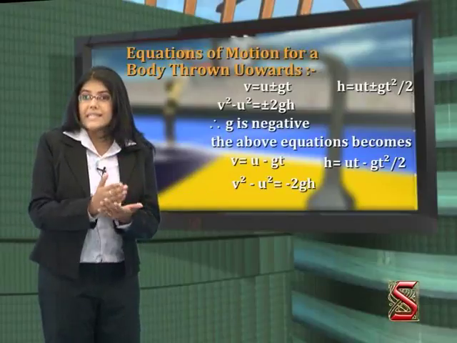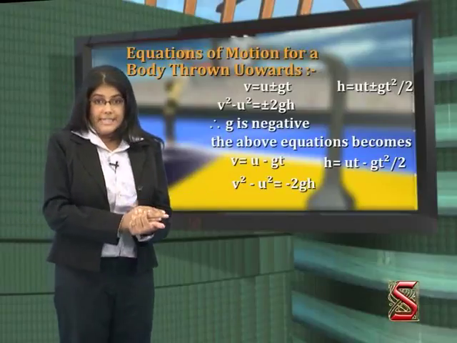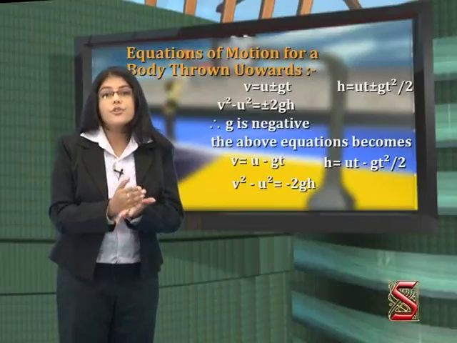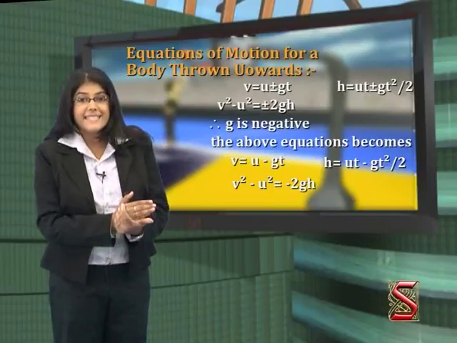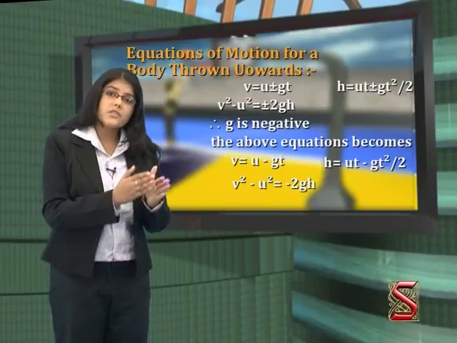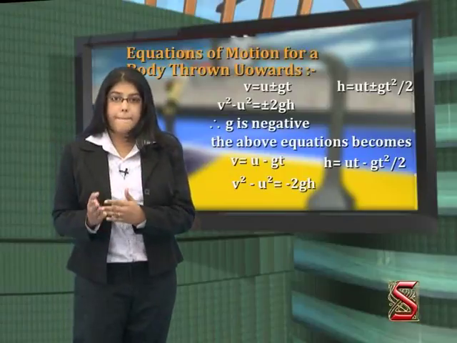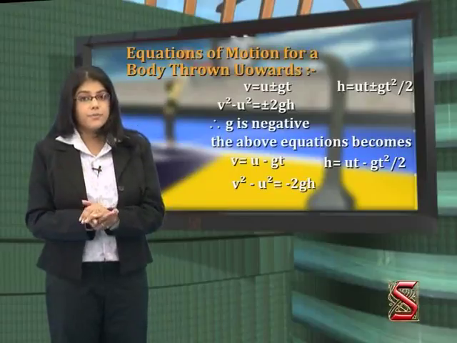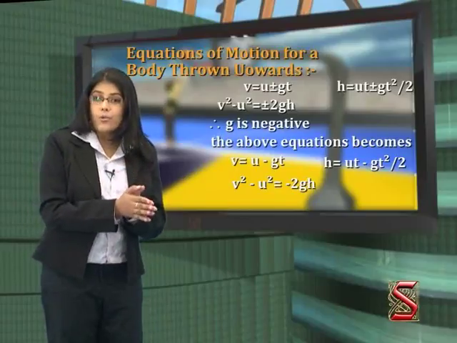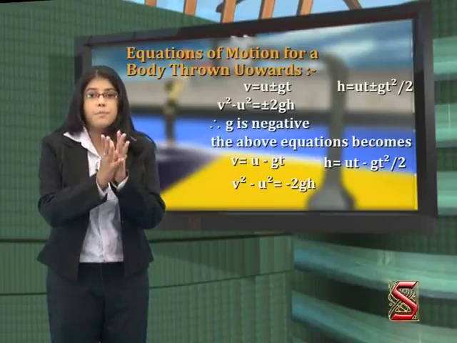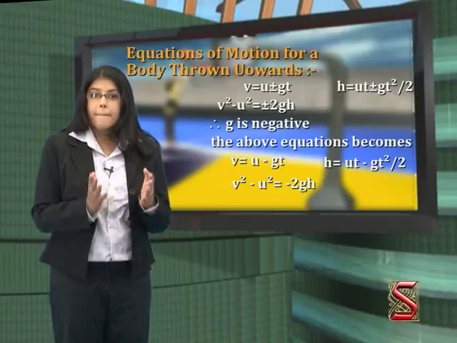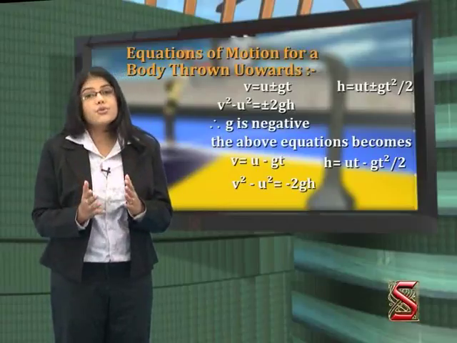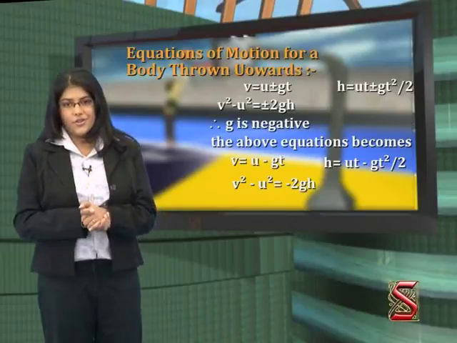So, v is equal to u plus or minus gt becomes v is equal to u minus gt. h is equal to ut plus or minus gt square divided by 2 becomes h is equal to ut minus gt square divided by 2. And v square minus u square is equal to plus or minus 2gh becomes v square minus u square is equal to minus 2gh.